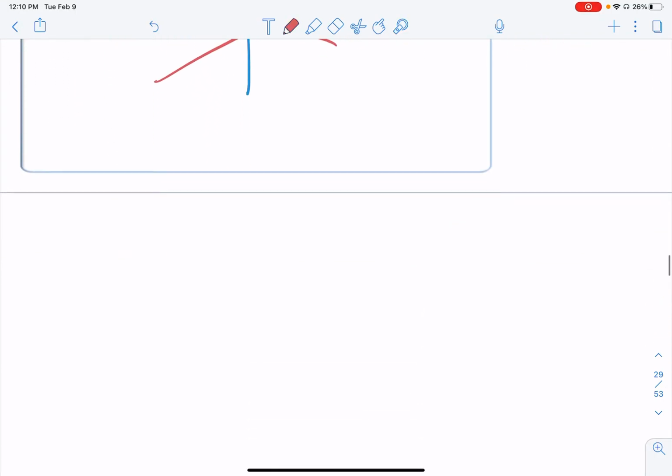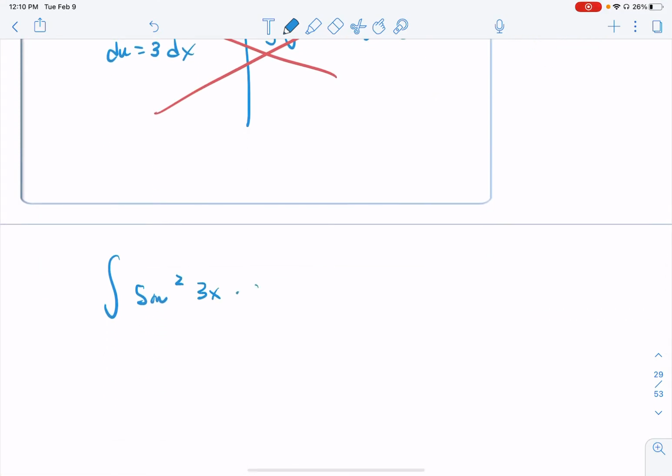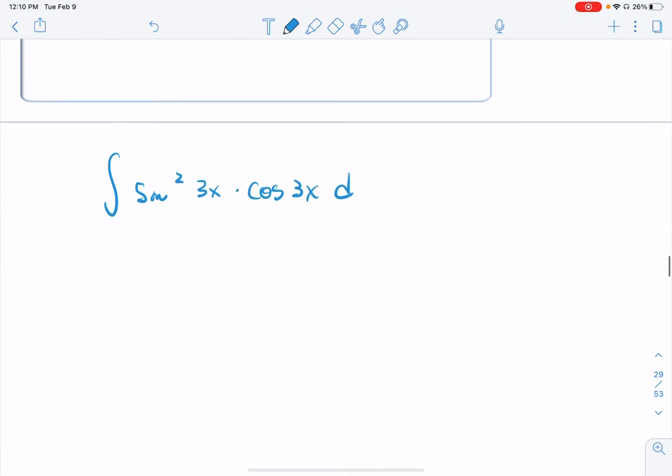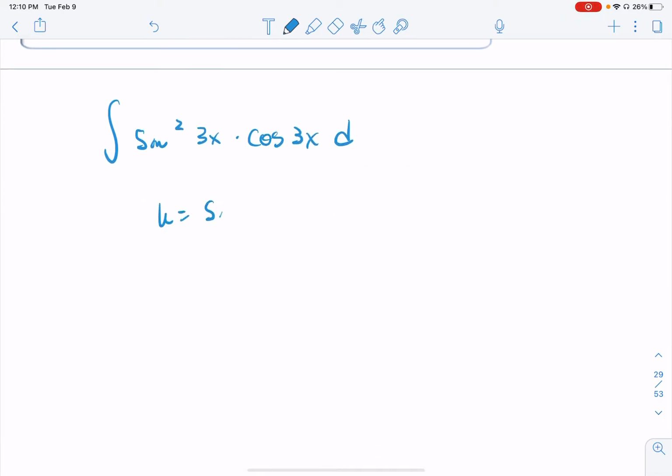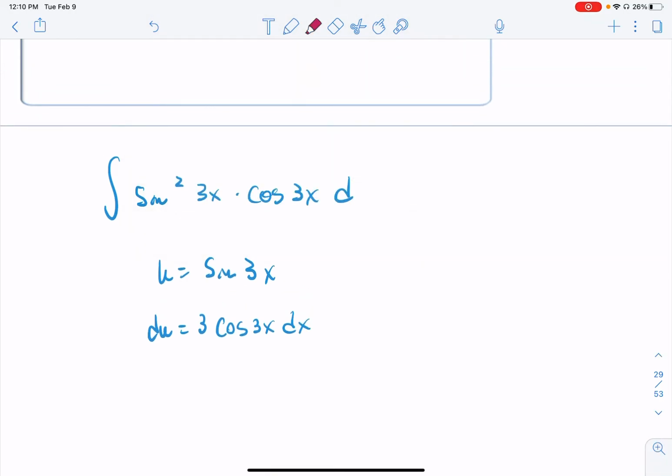So I'm going to rewrite this: integral of sine squared of 3x times the cosine of 3x dx. Let's give sine of 3x a try, which in itself is a composite function, right? Don't worry about it. Take the derivative. The derivative of sine of 3x is cosine of 3x times the derivative of the interior function. That's going to be a 3, and dx. And then look at what we have here. Let's use a highlighter. We have cosine of 3x. We have cosine of 3x d. What happened to the x there?